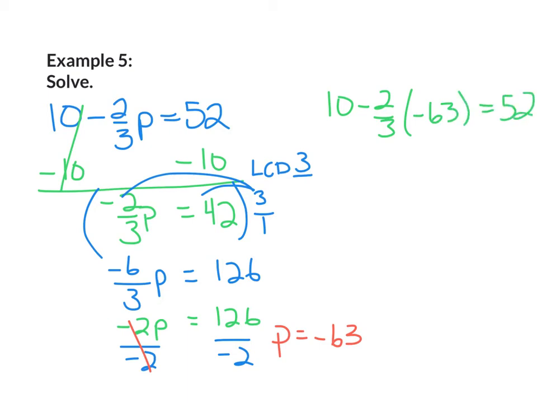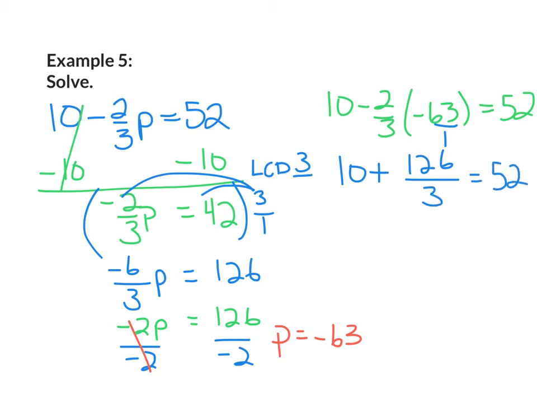So I'm going to go ahead and multiply. I'm going to bring down my 10. Negative times a negative gives me a positive. I'm going to make 63 into a fraction by putting 1 under it. So 2 times 63 will give me 126. 3 times 1 gives me 3 equals 52.